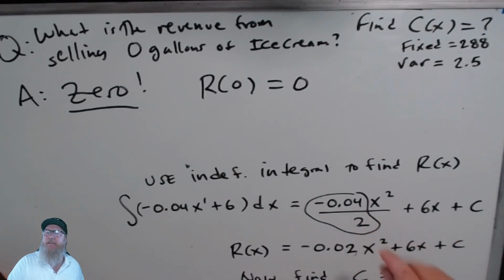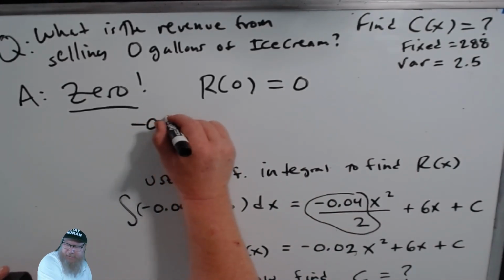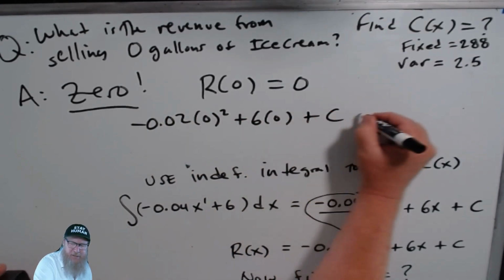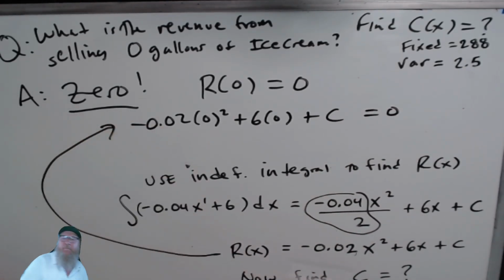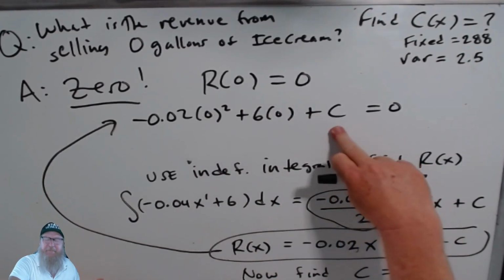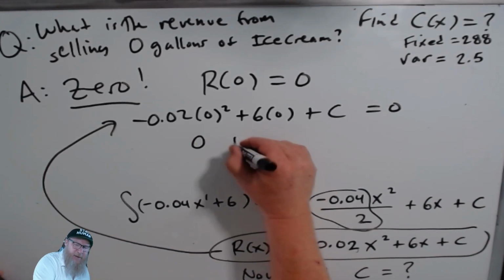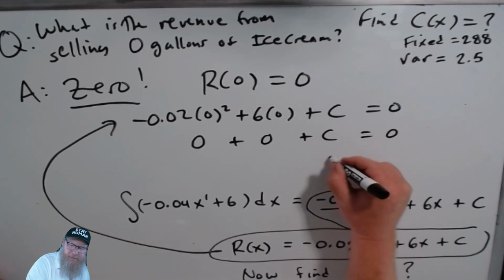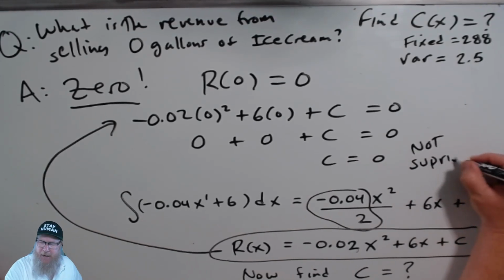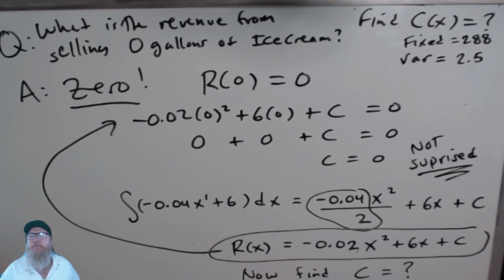All right. And so now that means that negative 0.02 times 0 squared plus 6 times 0 plus c is equal to 0. Right? We take this revenue function, we plug in 0, and we find what the value of c is. Well, not a big surprise. You should not be surprised that c is in fact 0.